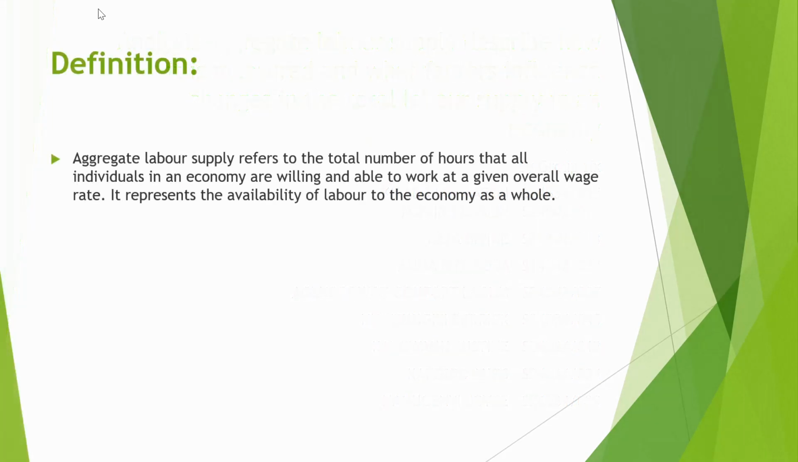So the definition of labor supply: aggregate labor supply refers to the total number of hours that individuals in an economy are willing and able to work at a given wage rate. This represents the availability of labor in an economy as a whole. This concept is used in microeconomics to understand the overall availability of labor that firms can hire in an economy. For example, in Uganda's economy, it shows the number of workers that different firms or companies can hire at a given wage rate at a given period of time.